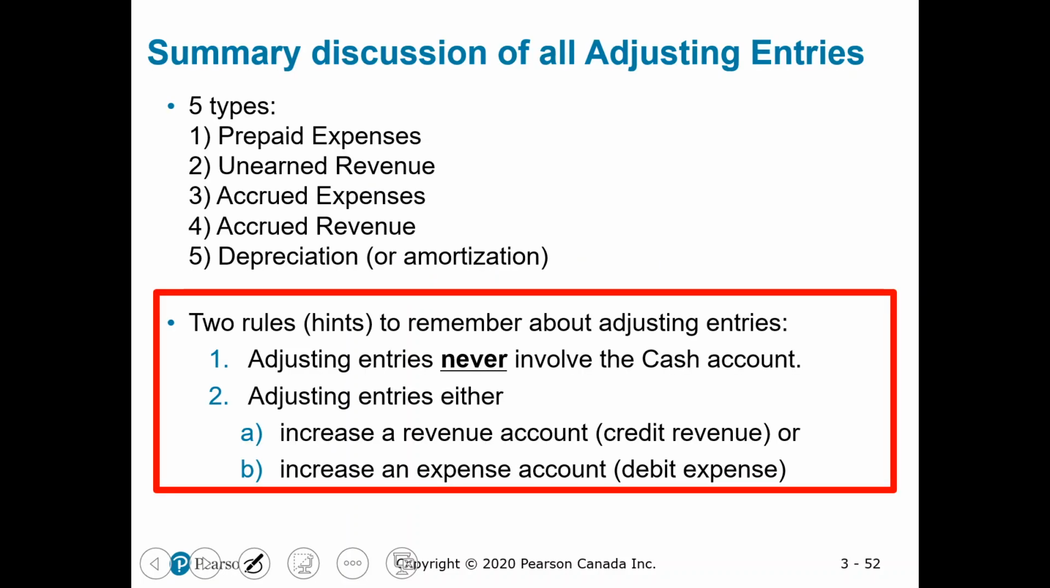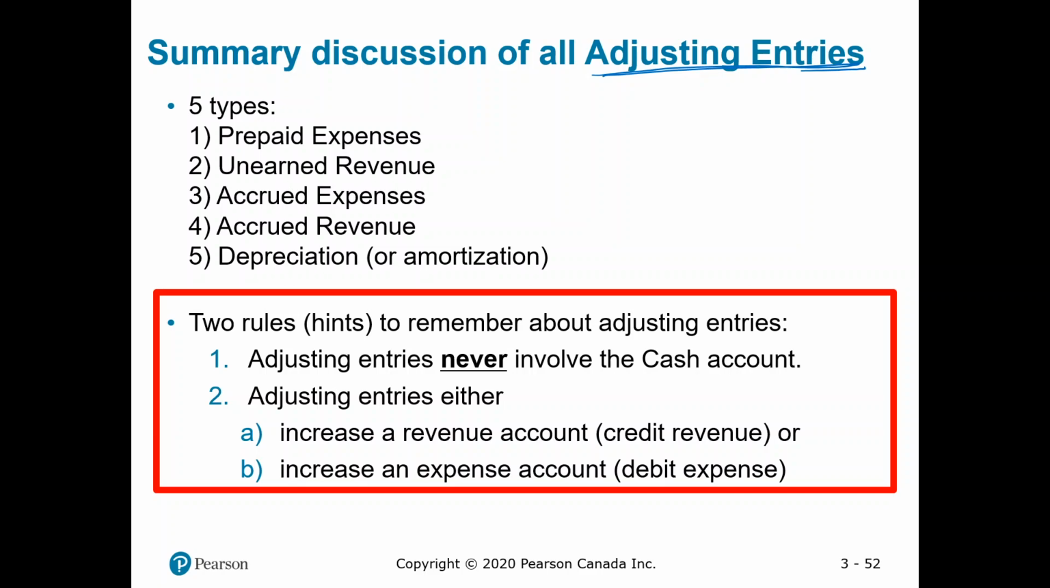Right, so we've looked at our 5 types of adjusting entries. We had prepaid expenses, unearned revenue, accrued expenses, and accrued revenues, and we finally went through depreciation or amortization. So all of these entries were updating our revenues and our expenses and our liabilities or our assets at the end of the accounting period.